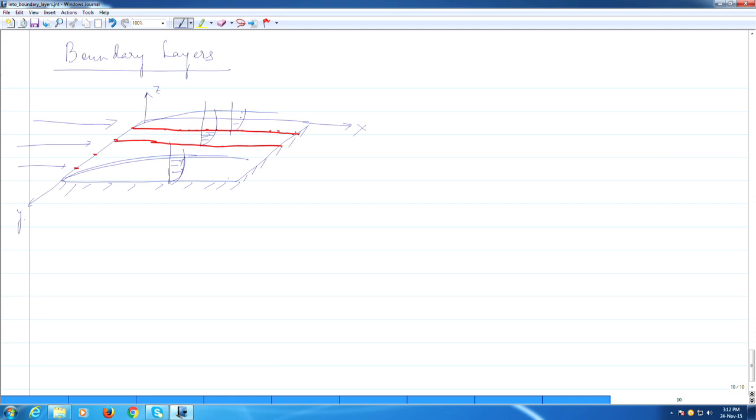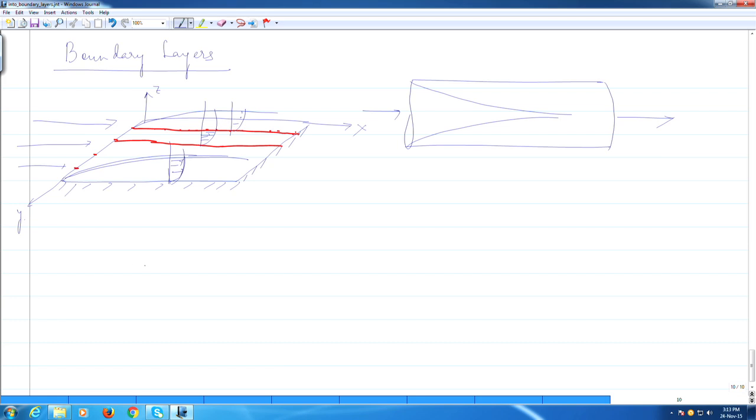This is what you see, but boundary layers could also form elsewhere. You could have flow through a pipe, right? So you have flow coming in and flow going out. You have boundary layers forming like that, and like that, along the walls. So you could have boundary layers there as well.